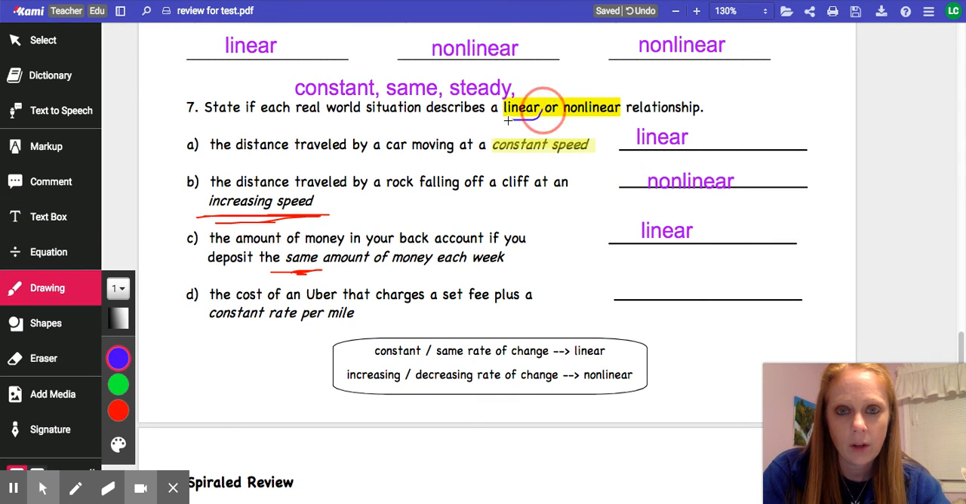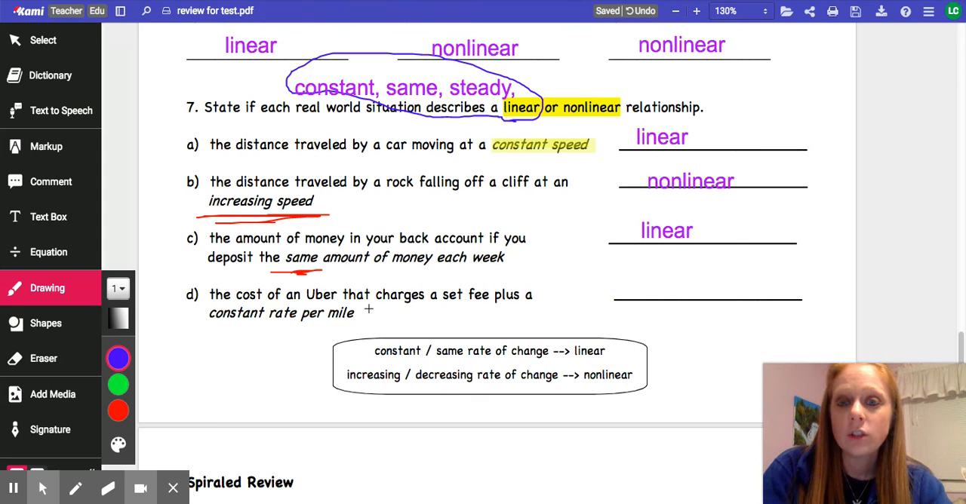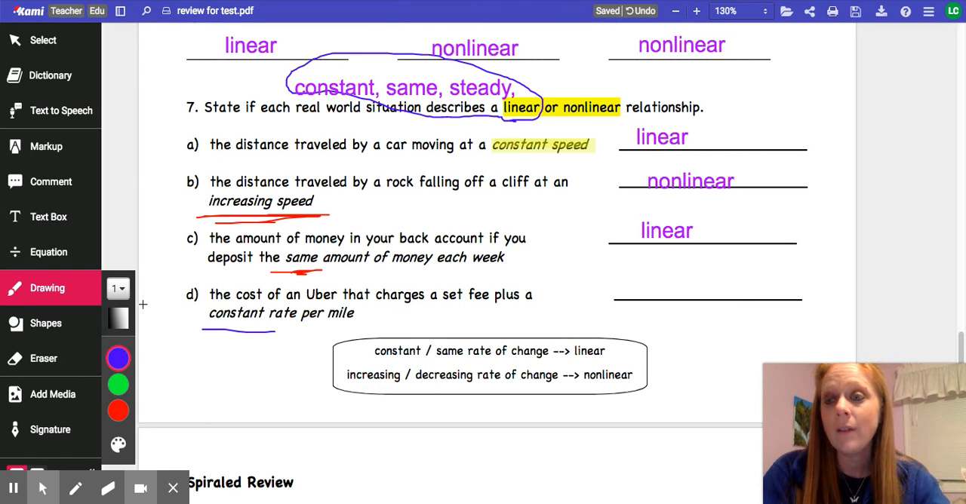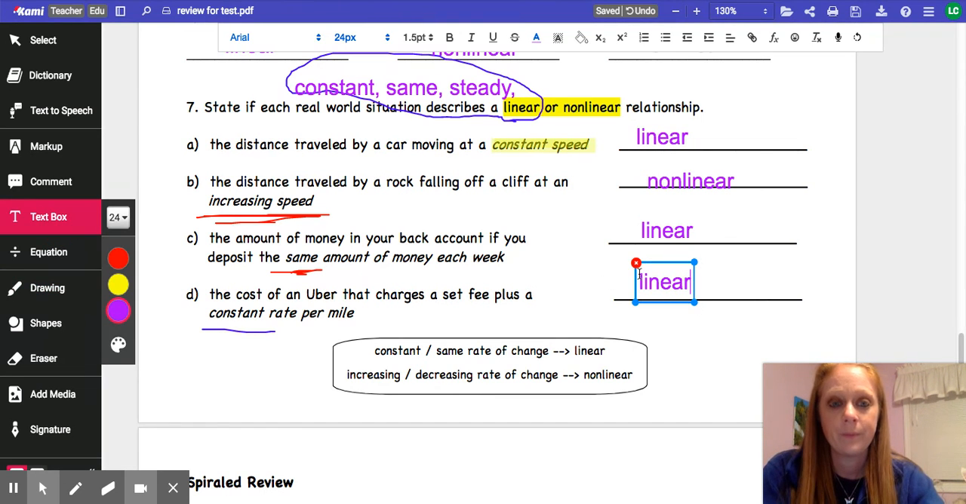Struggling here with the Cami, okay. Those are some keywords to help you with linear. Non-linear would be like increasing or decreasing, something that's changing. The cost of an Uber that charges a set fee plus a constant rate per mile. So you pay like $2 to get in and then like 25 cents per mile. That's a constant steady rate, 25 cents per mile the entire way. Linear.